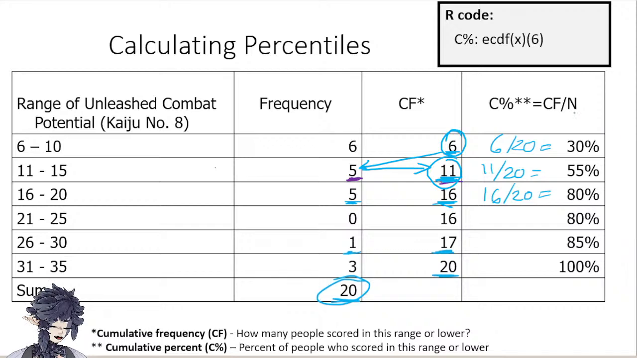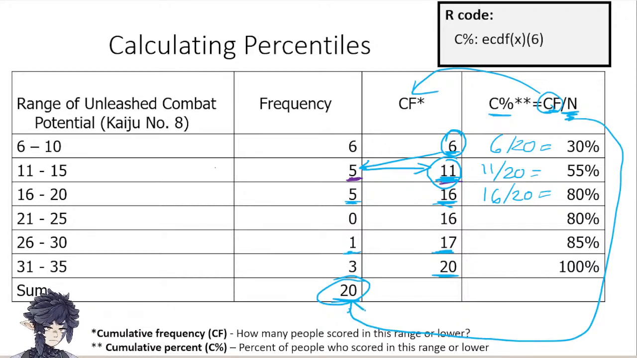By the way, this is just saying cumulative percent is equal to the cumulative frequency, this number here, divided by your total sample size, which is this number here. Just a fancy math notation way of saying the number of people till that point divided by the total number of people. That's cumulative frequency. And yeah, that is pretty much how you calculate that. That's how you calculate percentiles.